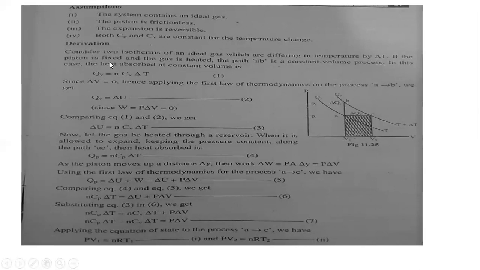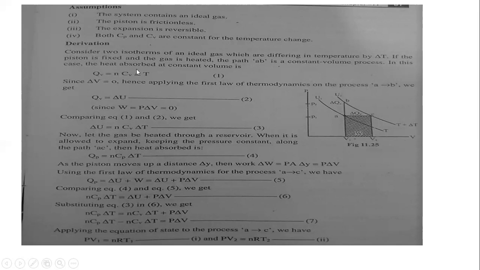If the piston is fixed and the gas is heated, the path AB is a constant volume process. You can easily see AB here. This straight line shows AB, and this path is at constant volume. You can easily see that there is no change of volume from A to B. So this path is for the constant volume process.